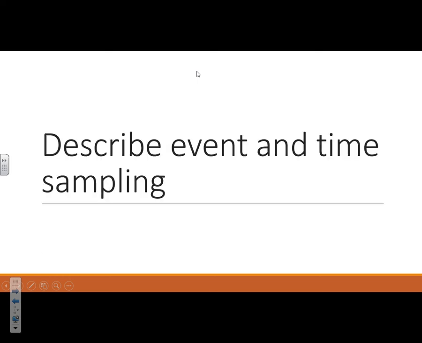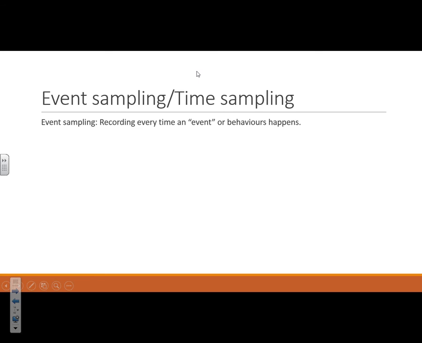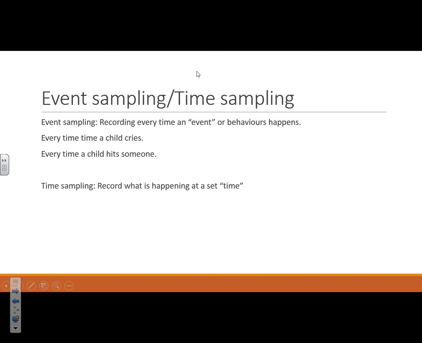Describe event and time sampling, write them down for me, and then we'll go through them. Okay, so event and time sampling. Event sampling, record every time an event or behaviour happens. So you have behavioural categories. Every time you see someone hitting someone, you tally it. Every time you see somebody crying, you tally it, and so on. So every time a child cries, every time a child hits someone. It's almost like I wrote these.